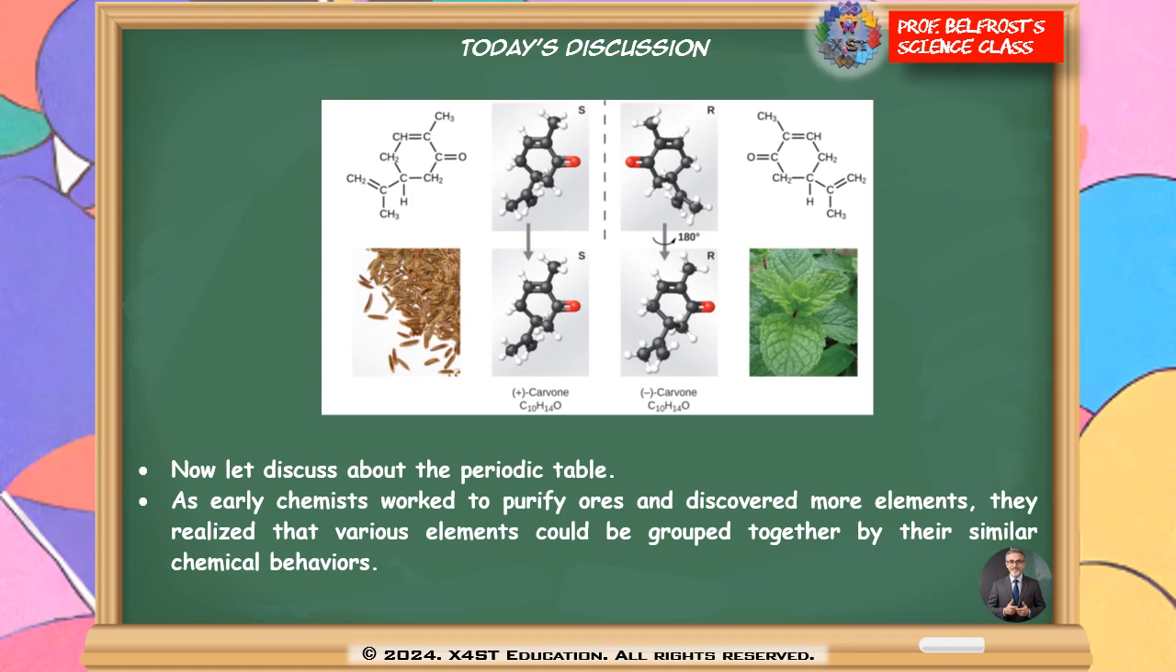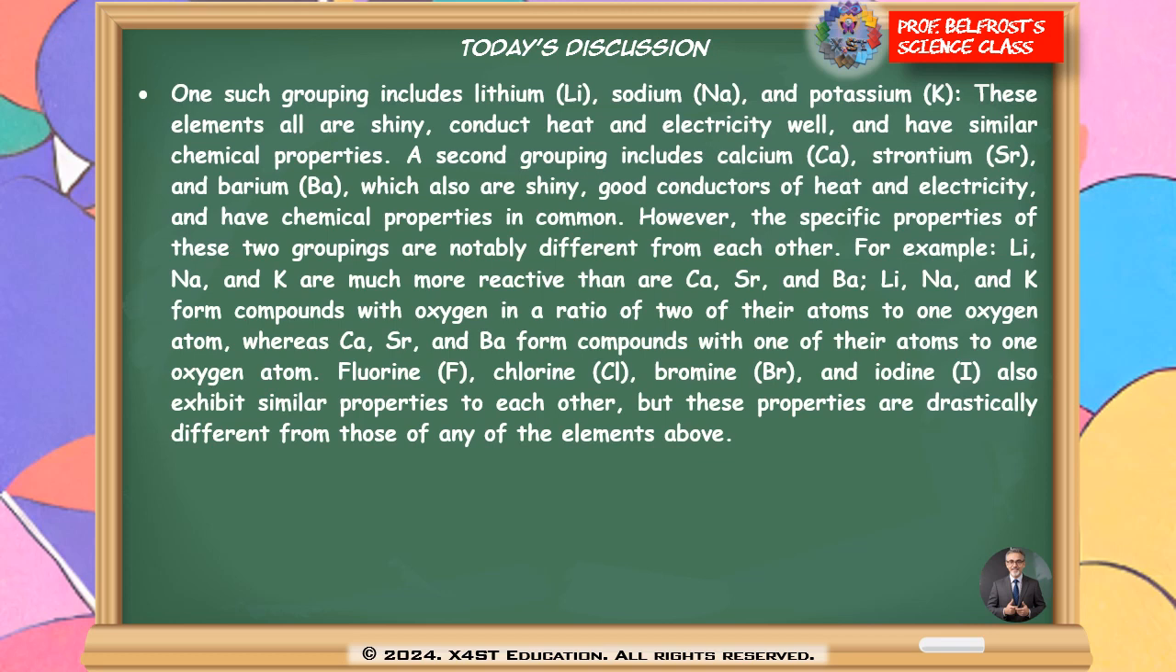As early chemists worked to purify ores and discover more elements, they realized that various elements could be grouped together by their similar chemical behaviors. One such grouping includes lithium, sodium, and potassium. These elements are all shiny, conduct heat and electricity well, and have similar chemical properties. The second grouping, for example calcium, strontium, and barium, are also shiny good conductors of heat and electricity and have common chemical properties, but the specific properties of these two groupings are notably different from each other. There's a slight difference, okay? Because one group is more reactive than the other.